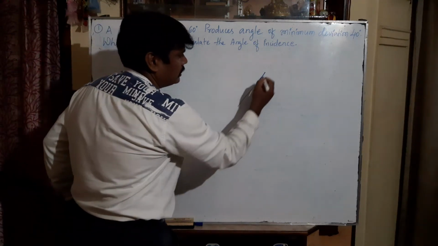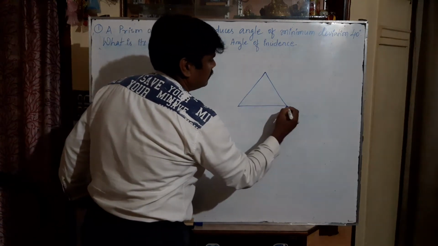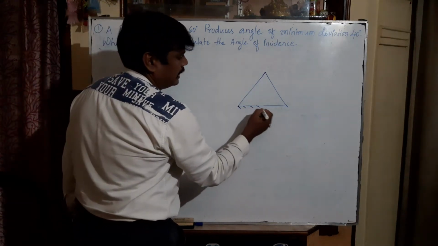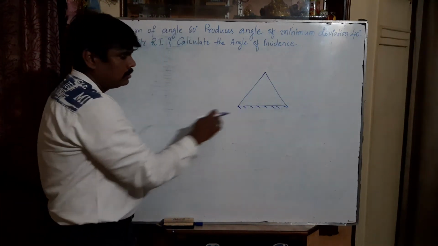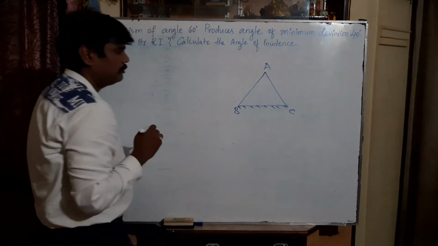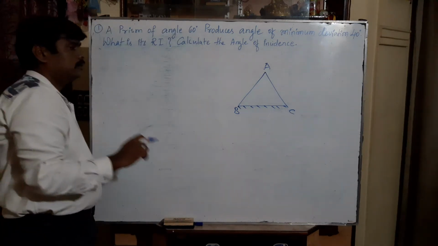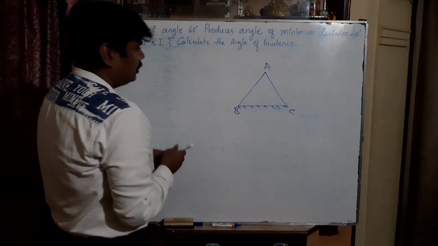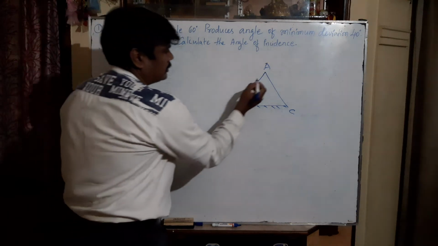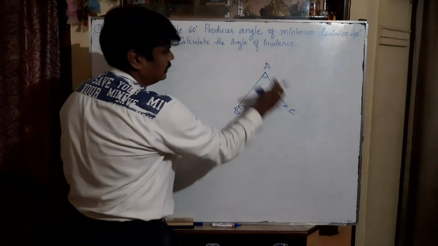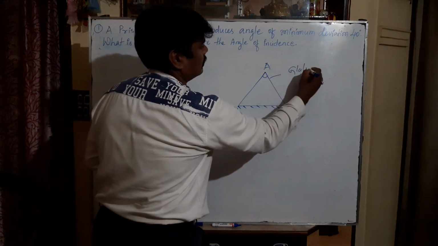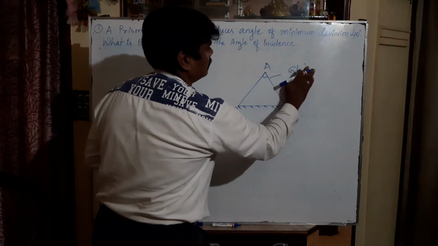You know how to draw the principal cross section of the prism. This is the principal cross section of the prism, and this is the base of the prism. Say A is the angle of the prism, BC is the base of the prism. In the numericals related to this prism, this prism is made of a material called glass.